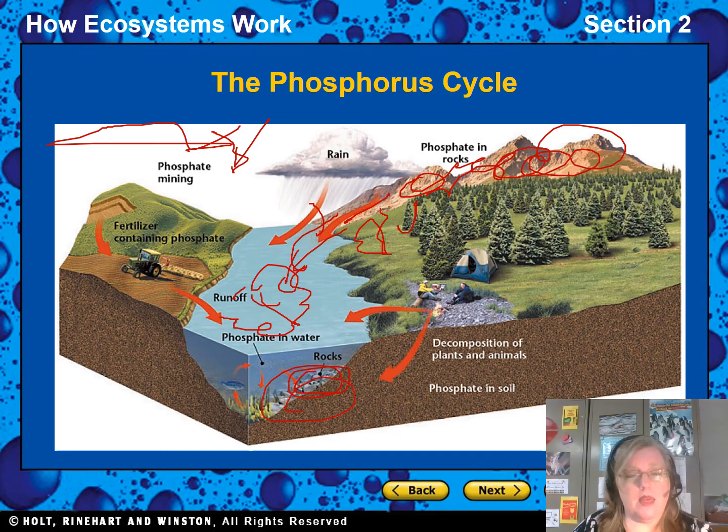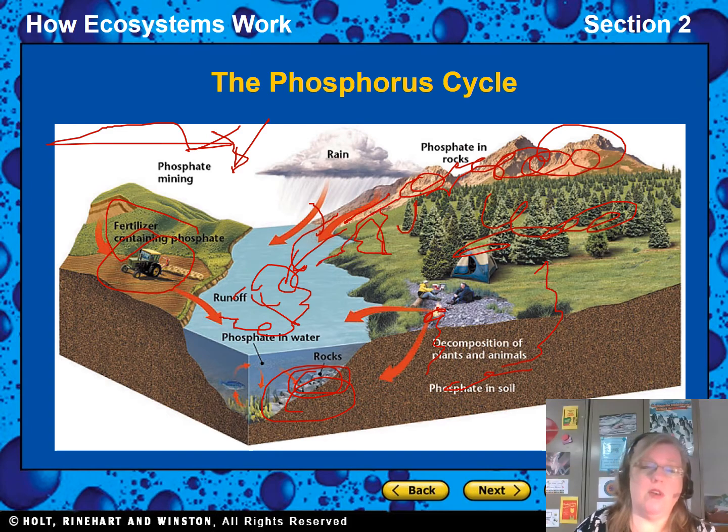Okay, and then we use a lot of phosphates for fertilizer. We use phosphates and nitrogen. I'm going to talk about those in just a second. Phosphates and nitrogen, because the plants love them so much, we use them for fertilizer a lot. All right. So then, of course, we have the decomposition of plants and animals. It's going to put phosphate back in the soil, and then the plants are going to take it up again.